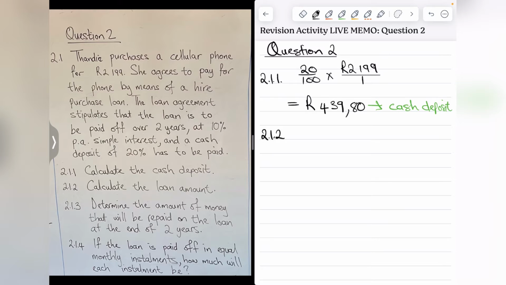2.1.2, calculate the loan amount. So what is the loan amount? The loan amount is that amount that I get after I've subtracted the deposit from the selling price. So the selling price is of course what the phone is costing. It is costing us 2,199 Rand to purchase. So the loan amount is going to be 2,199 Rand minus the cash deposit of 439 Rand and 80 cents.